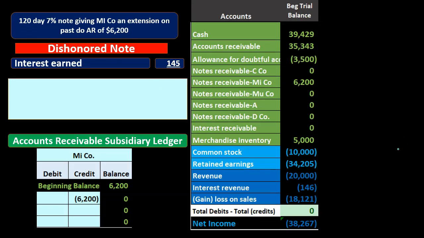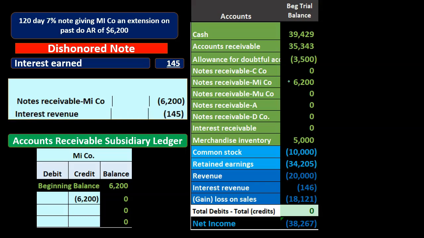What would happen if at the end of the time period they dishonored the note? We didn't get paid. We'd have a similar journal entry, but of course we wouldn't get cash then. We're saying they didn't pay us. So the notes receivable is still going down. We still have to take it off the books. So it's at $6,200. We didn't get paid. It needs to go down to zero. This is a debit. We'll do the opposite, a credit, to make it go down.